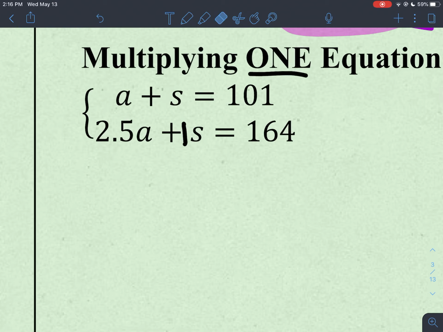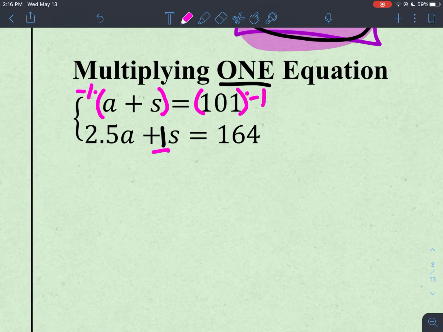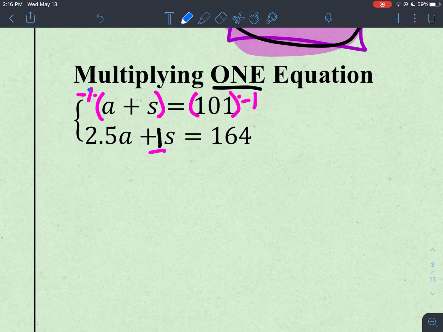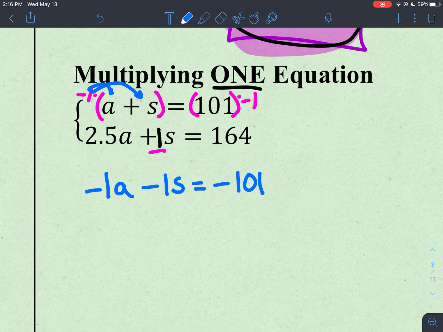Well, what I can do is multiply both sides of the equation by the same number. In this case, since I have a positive 1, I'm going to multiply it by negative 1 up there. And what you're going to see when you multiply the top by a negative 1: negative 1 times A is negative A. Negative 1 times S is negative 1S. I'll just put the 1 there just for now. I've got negative 1 times 101, which is negative 101. Now, I didn't touch the bottom equation, so this is going to remain the same.